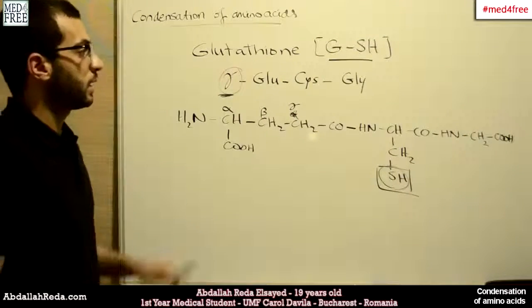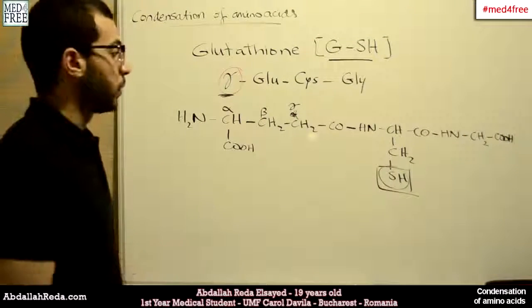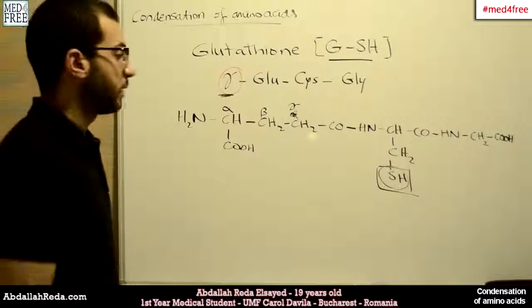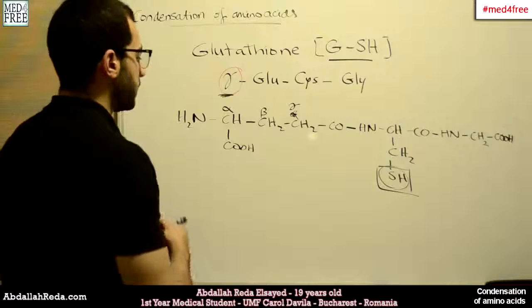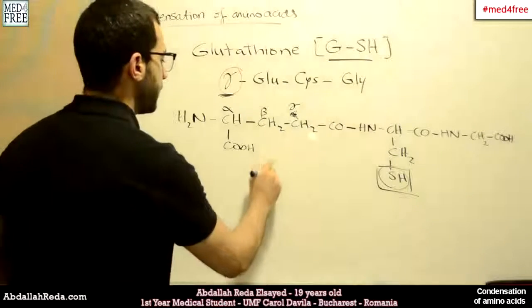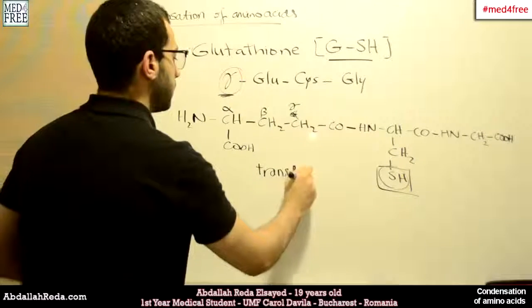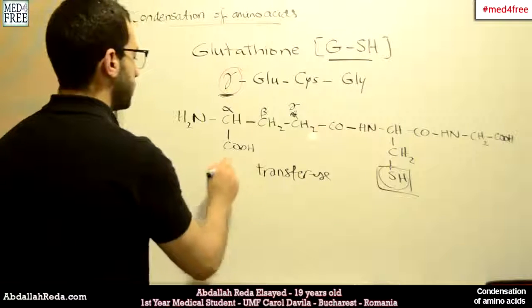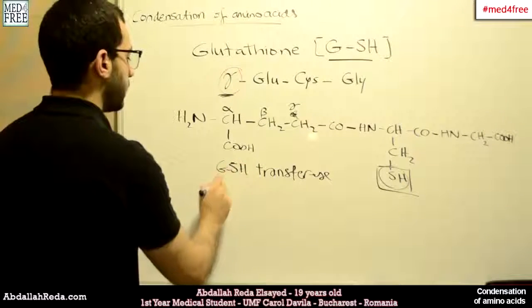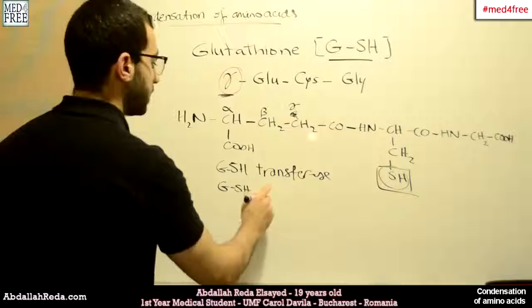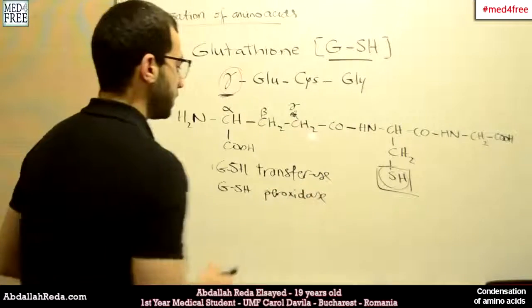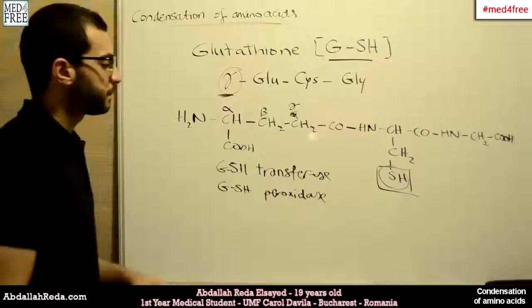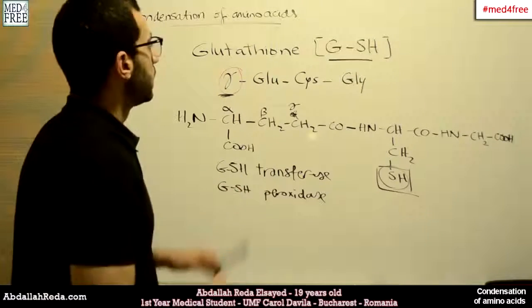So we have to know that glutathione is a very important endogenous antioxidant in our bodies, and it works as a cofactor with several enzymes like glutathione transferase or glutathione peroxidase, which works on eliminating the toxic peroxides from our bodies, and so on.